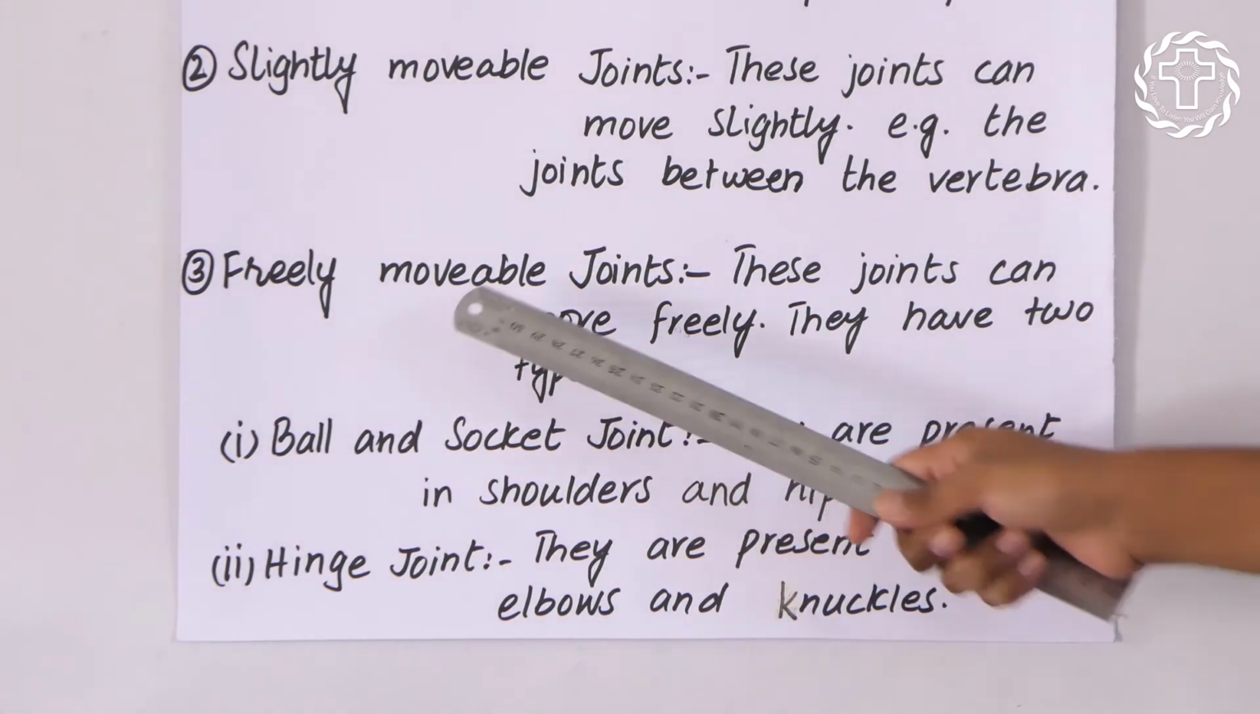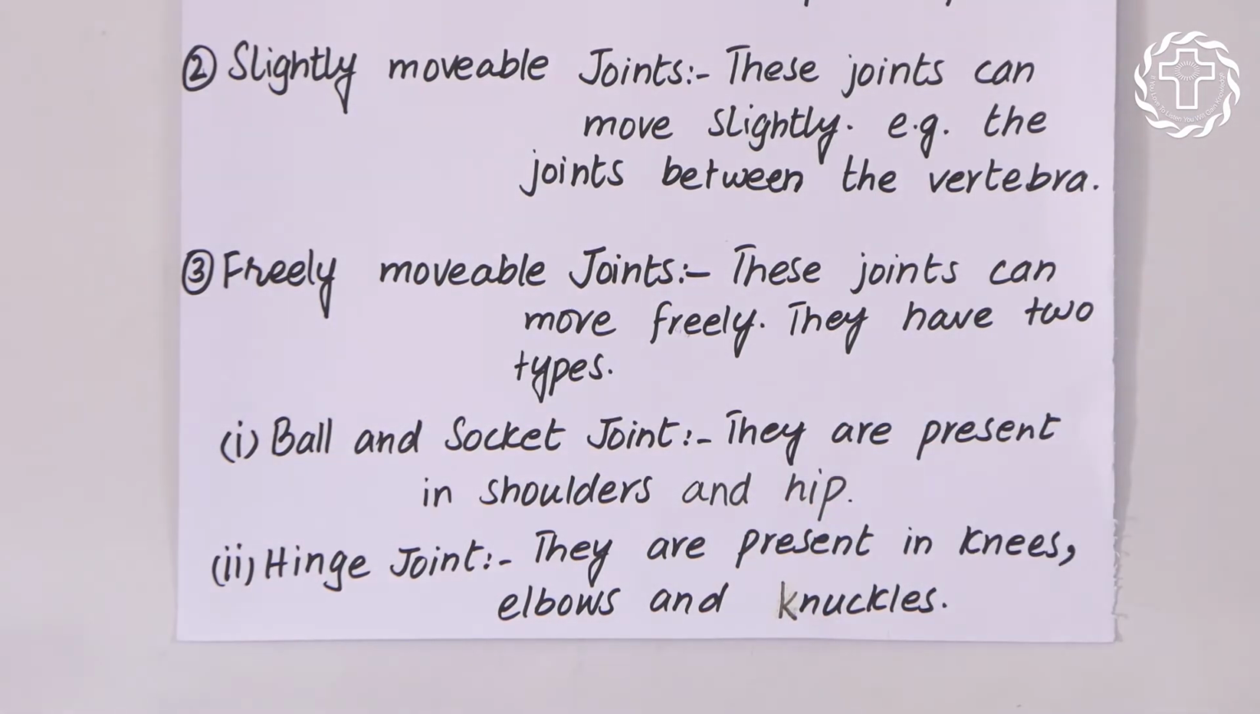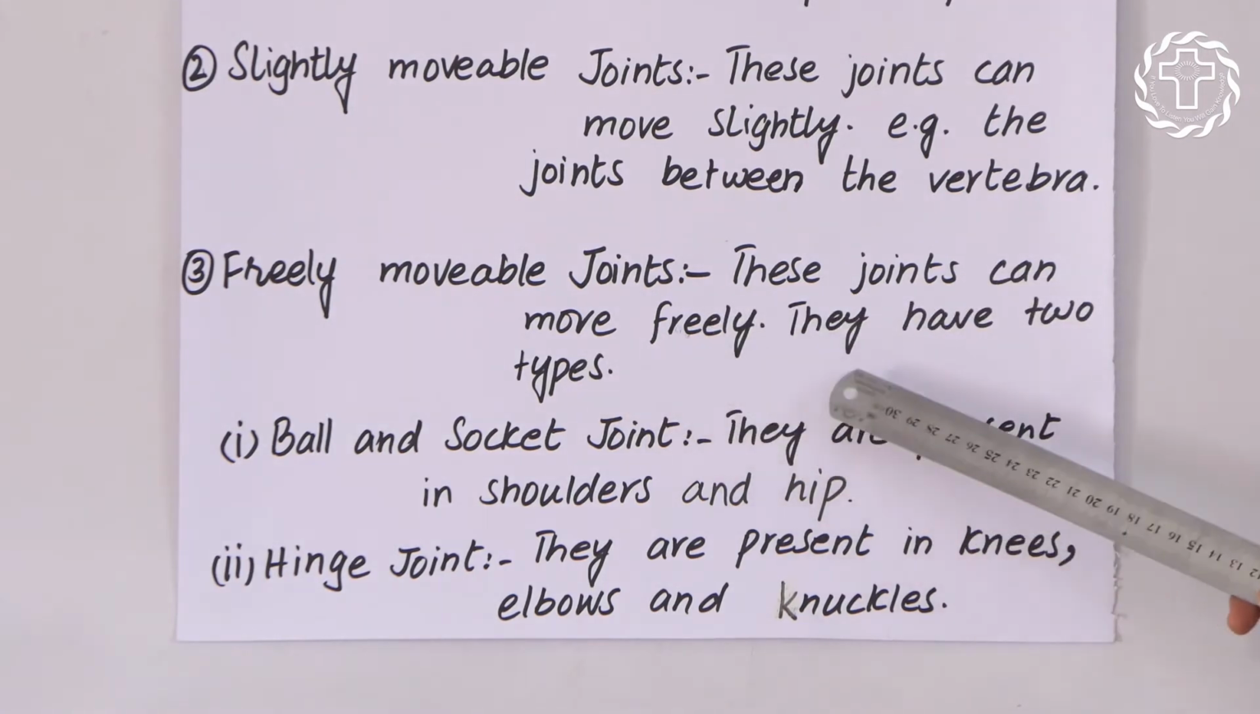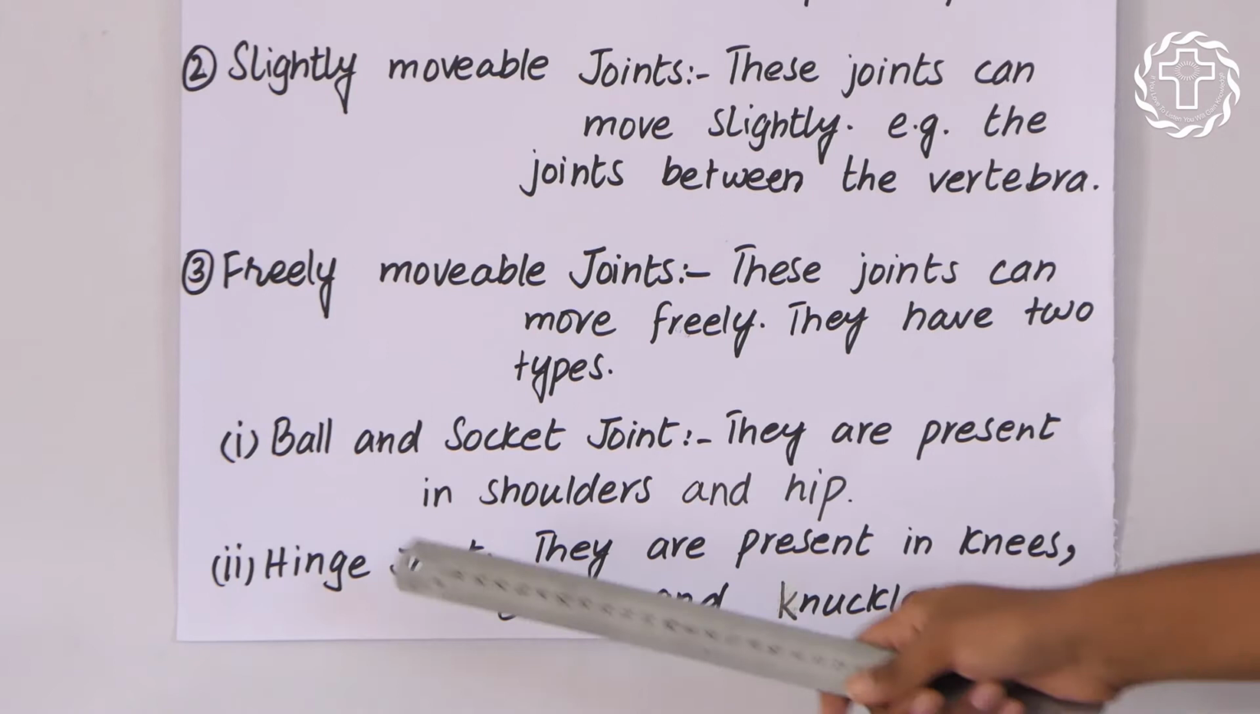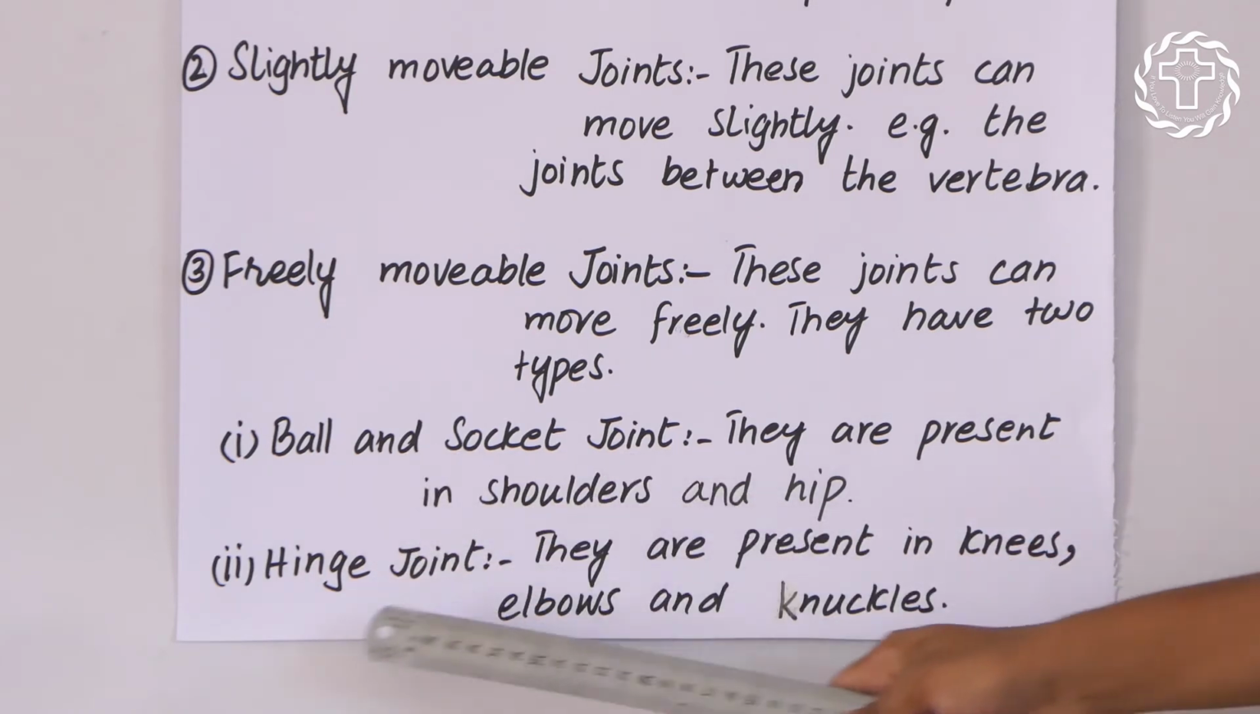Freely movable joints. ऐसे joints जो freely move कर सकते हैं. These joints can move freely. They have two types: ball and socket joint, hinge joint.